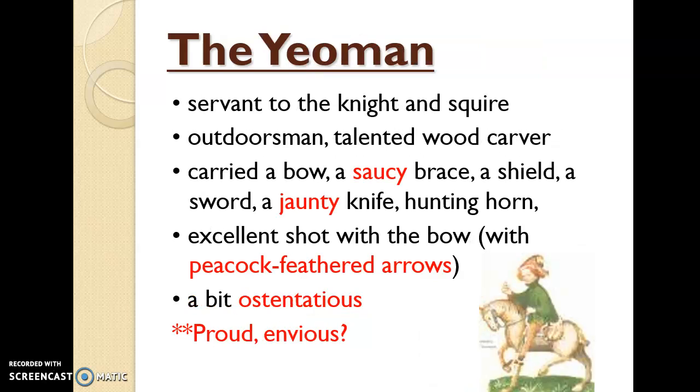Then we have the yeoman. He's the servant to the knight and the squire. He's an outdoorsman, very talented wood carver, carries a bow, a shield, a sword. He is very good with the bow. However, he is a bit ostentatious, which essentially means just proud, and potentially envious because he is the servant to the knight and the squire as well. So a potential sin that he could demonstrate is the fact that he is a bit proud, and you could make the argument that he is maybe a little envious of the knight and the squire.